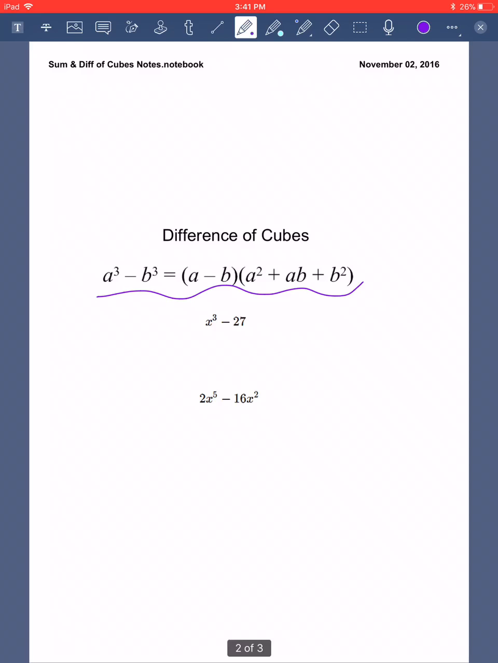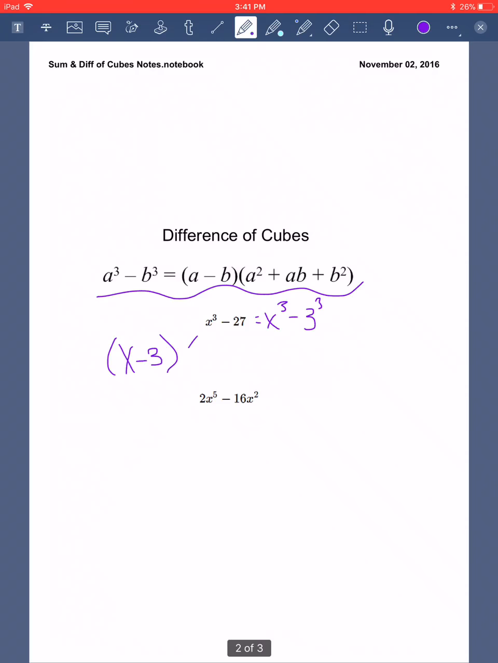So x cubed minus 27. I can rewrite that to be x cubed minus 3 cubed. And so I can drop my cubes. So x minus 3 is my first factor.